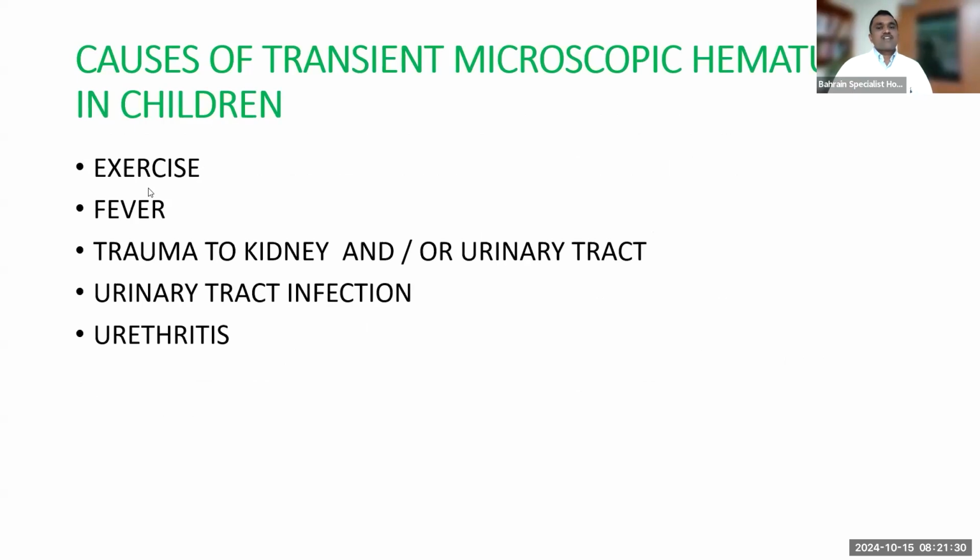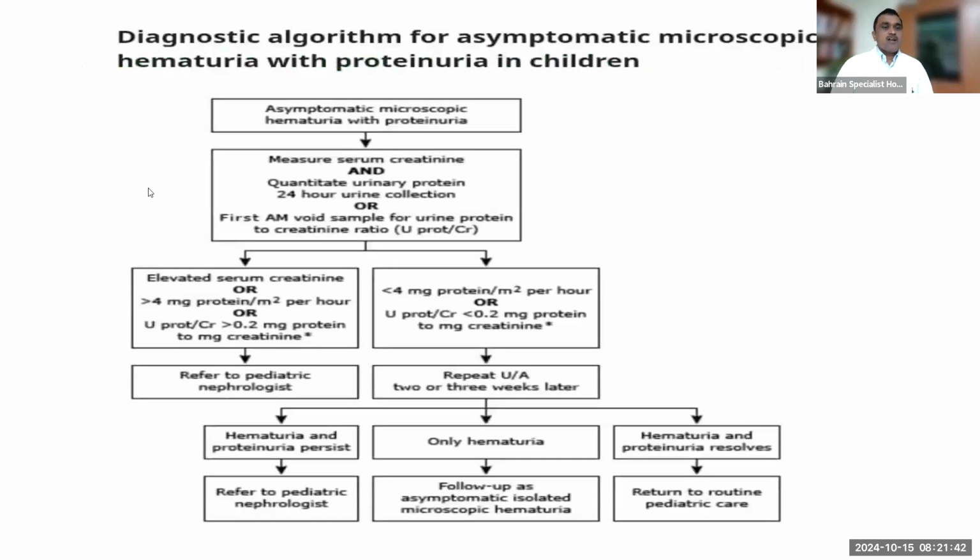So what are the causes of transient microscopic hematuria in children? After exercise, after fever, trauma to kidney or urinary tract infection and urethritis can cause transient microscopic hematuria in children. And this is the diagnostic algorithm for microscopic hematuria with proteinuria.